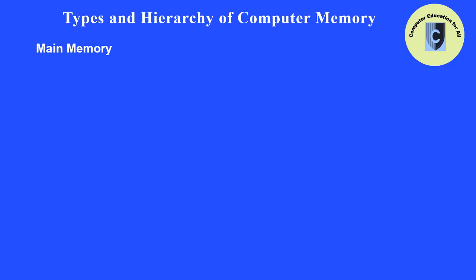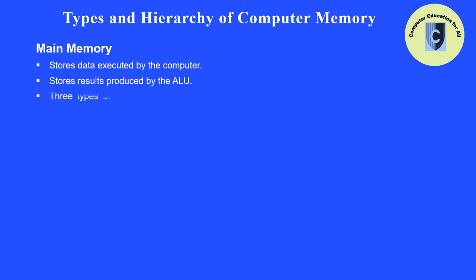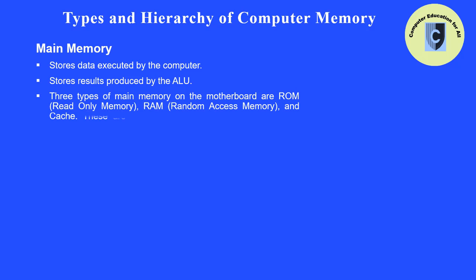Main memory. Main memory stores data and programs that are being executed by the computer. It also stores the results produced by the ALU after processing the data. There are 3 types of main memories on the motherboard, which are ROM, read-only memory, RAM, random access memory, and cache. These are known as main memory or primary memory of the computer.